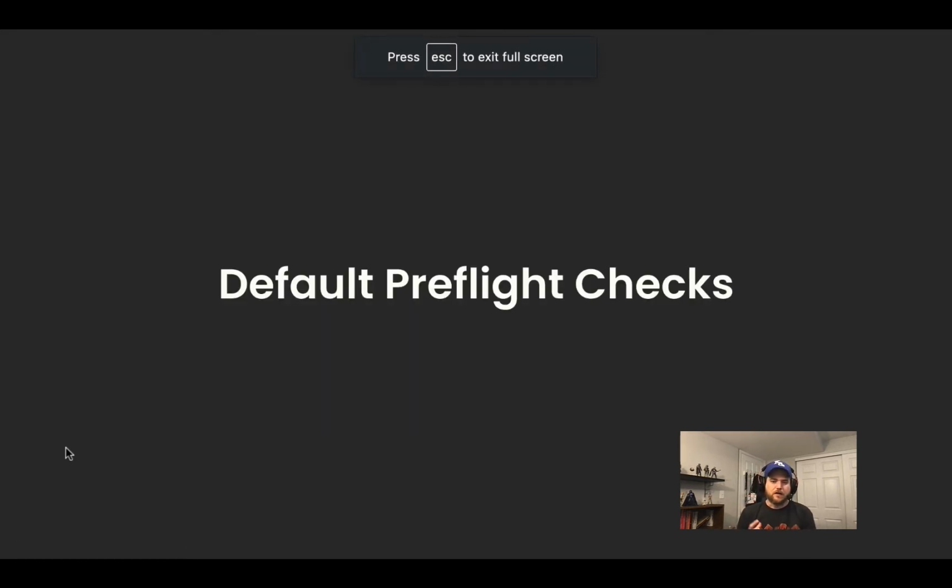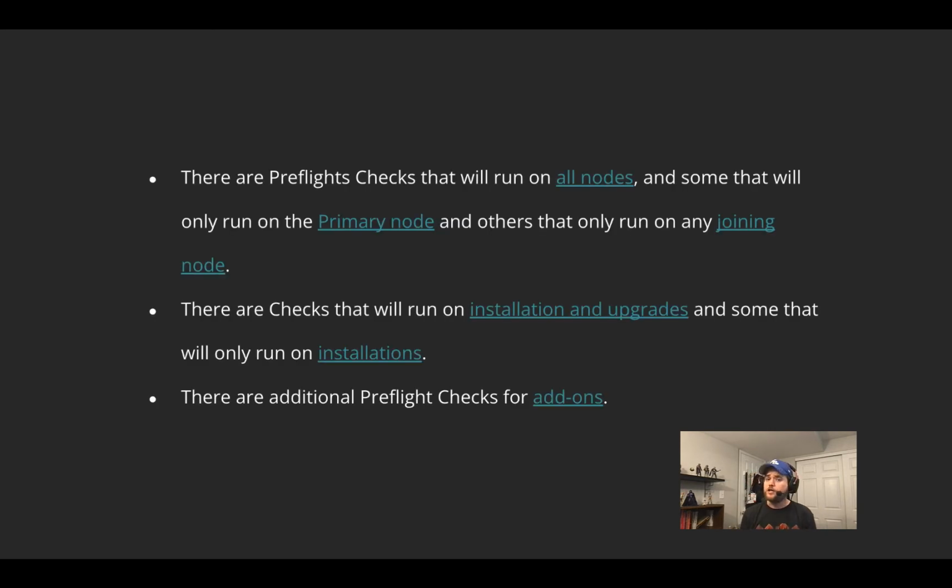Now let's talk about default preflight checks. When you run an installation with kURL, it performs a default set of preflight checks. There are preflight checks that will run on all nodes, and some that will only run on the primary node. Then there are other preflight checks that will only run on any joining node. So just note that depending on whether it's a primary node or a joining node, there may be a difference in the type of preflights that run. But most will run on both types of nodes.